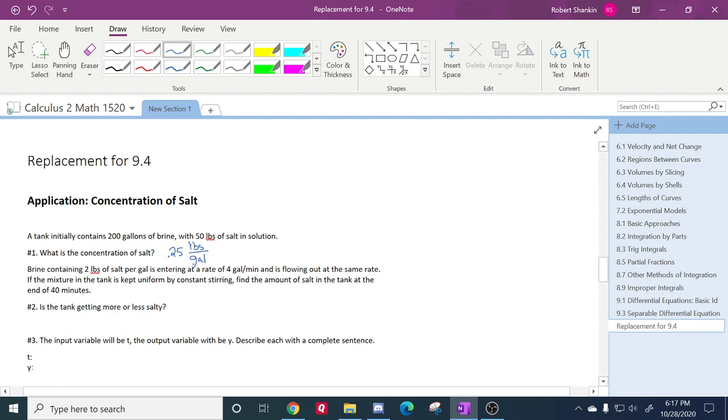Ah, well, let's look at it in terms of percent as well. Okay, so it looks like what you did is you took 50 pounds into 200 gallons, reduce the fraction or punch it out in your calculator, and that's the same as 1/4 or 0.25. 0.25 pounds per gallon. Now, would we want to call that 25%?